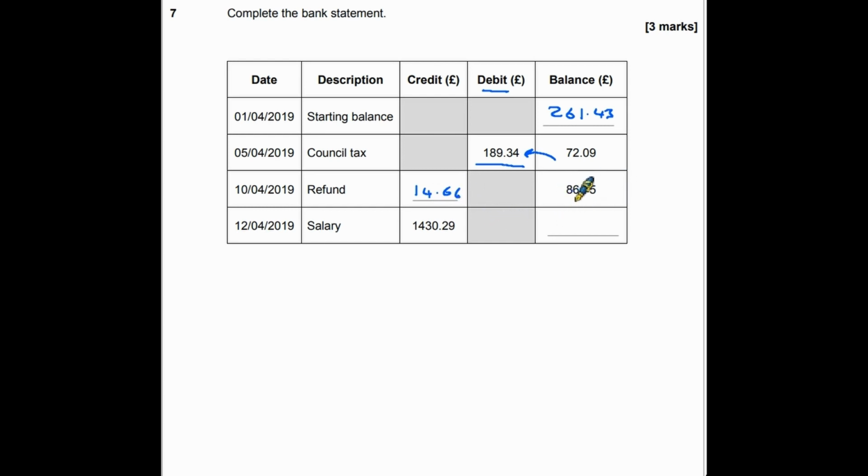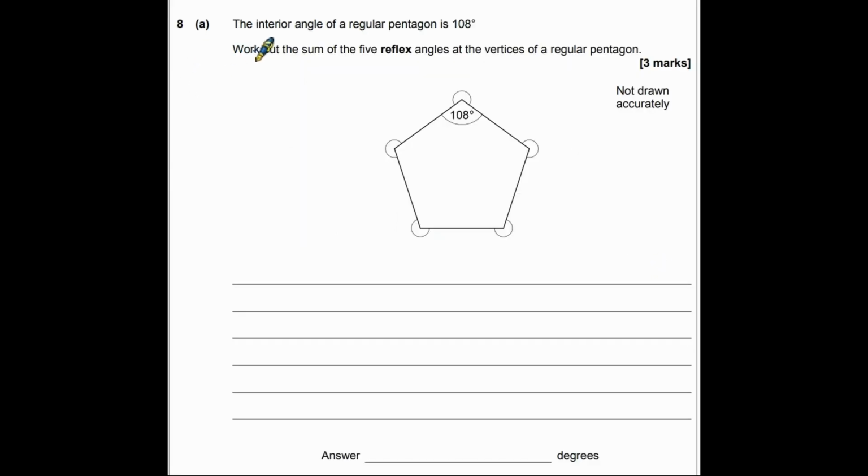We're then asked for the total balance. Well, it was 86.75. We've now been paid 1430.29. Add that on, and we get a final balance of £1,517.04. Question 8, part A, tells us that the interior angle of a regular pentagon is 108.